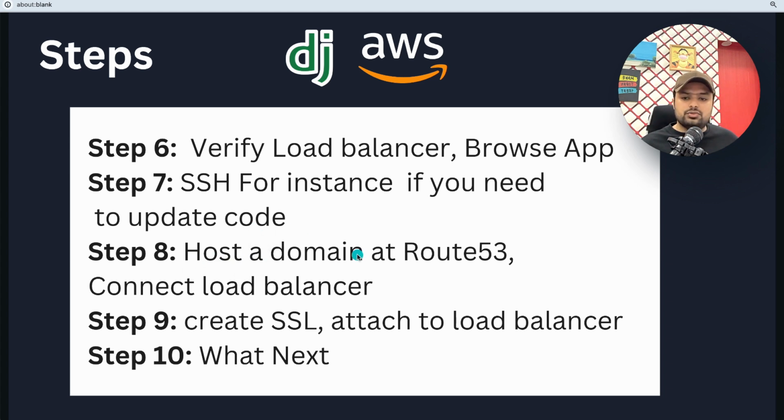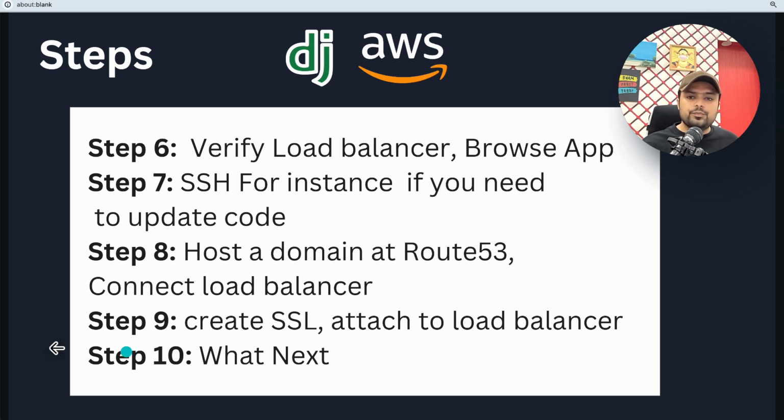Then we will learn how to host a domain using the Route53 AWS service. We will connect this domain with our load balancer, so we can browse our application using a simple domain. Then in step 9, we will create an SSL certificate using AWS Certificate Manager and attach it to the load balancer, so we can browse our application over SSL. So SSL will be attached to our domain. And what next? It will be a surprise at the end of the video.